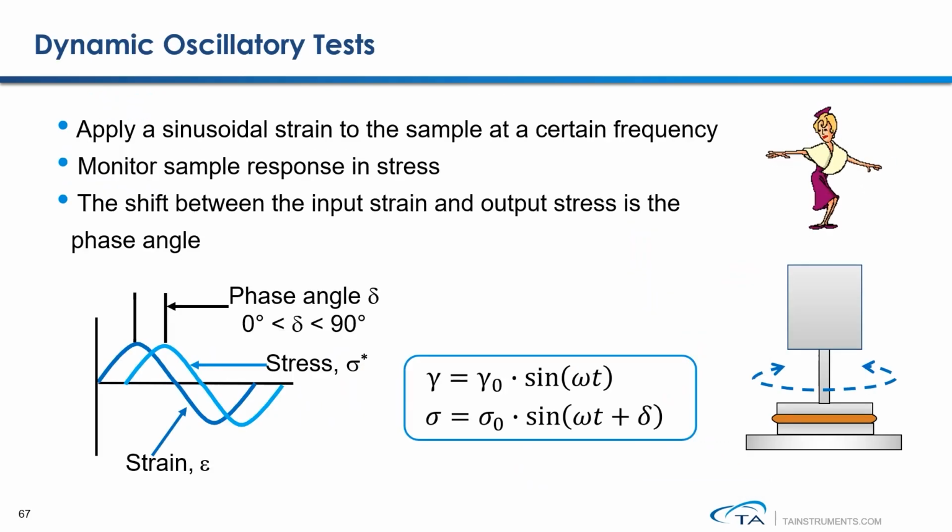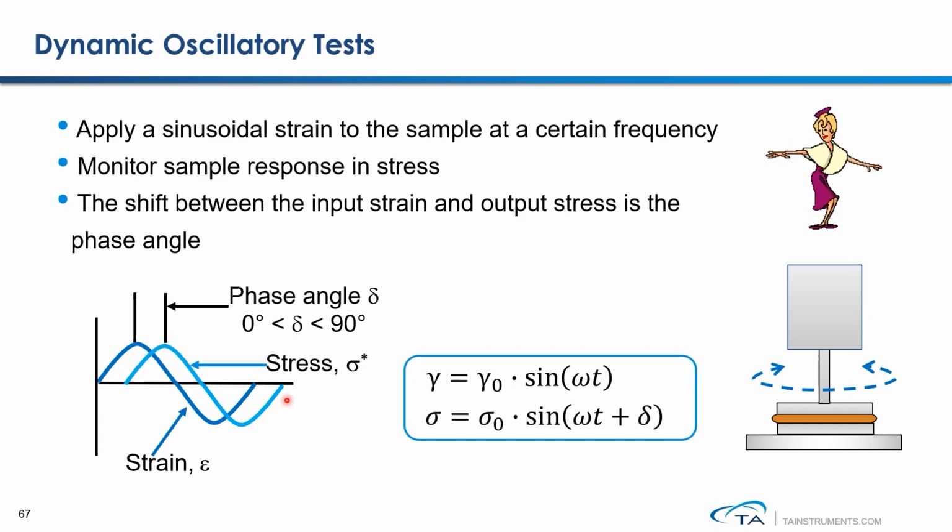In rheology, dynamic oscillatory tests are the typical method to evaluate the viscoelastic properties of a solid or semi-solid material. In an oscillatory test, the instrument applies a sinusoidal strain to the sample at a specific frequency, and then monitors the sample response in stress. If your input sinusoidal strain has a small amplitude which never irreversibly changes your sample's microstructure, then your sample's response in stress should also show a sinusoidal waveform.